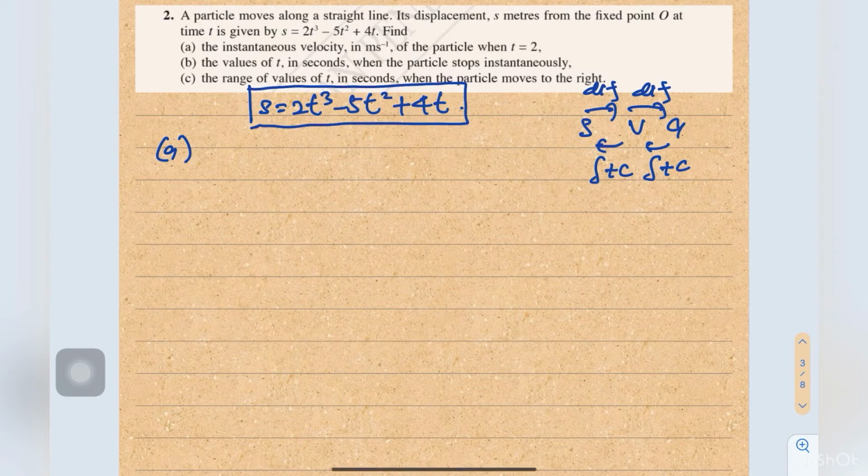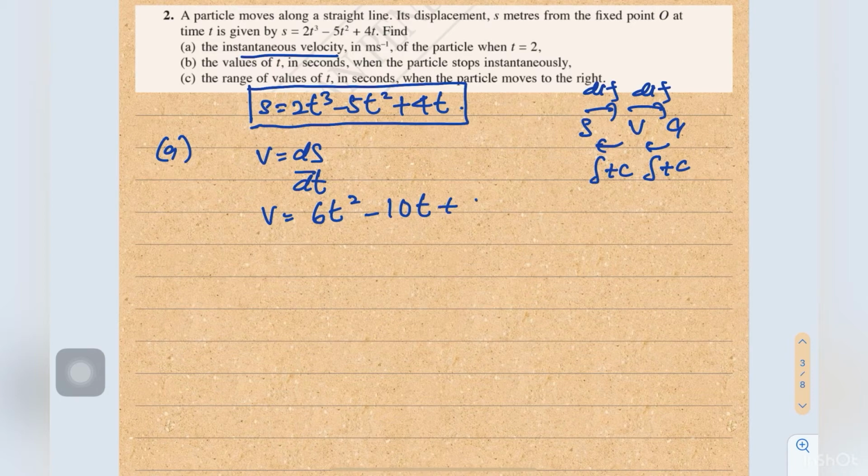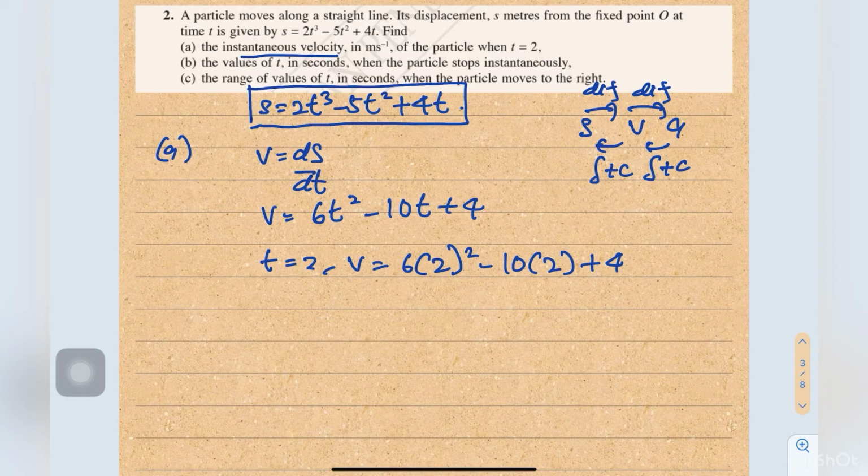Now for question A, we are going to find velocity. So V is ds/dt. Differentiate with respect to t, so this one becomes 6t squared minus 10t plus 4. Find velocity when t equals 2. Substitute: V equals 6 times 2 squared minus 10 times 2 plus 4, so this one equals 8 meters per second.